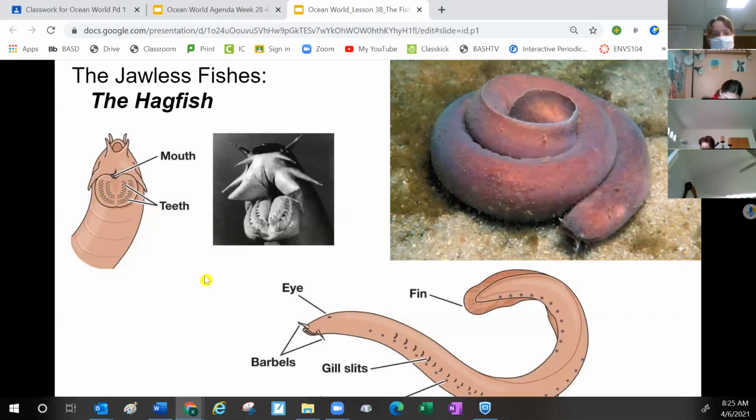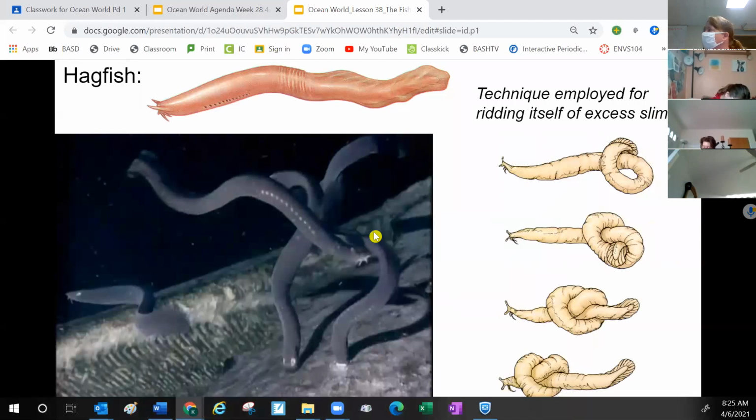But rather than being parasitic on living fish, the hagfish prey on dead and dying fish. So you will find these scavenging for the remains of dead organisms. And they do live on the bottoms, often at great depths. They're really, really slimy creatures, and they've actually developed a way to clean the slime off themselves. They'll essentially tie themselves into a knot and then shove the knot down their body until it strips off that extra slime.